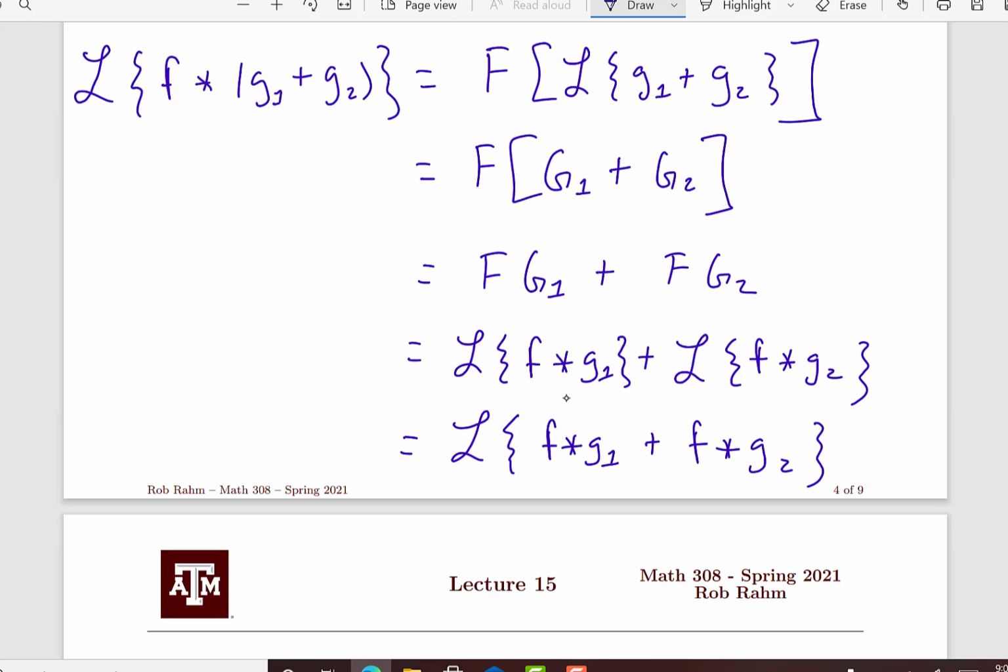So in other words, the Laplace transform of f convolved with g1 plus g2 is equal to the Laplace transform of f convolved with g1 plus f convolved with g2. And so this tells us that f convolved with g1 plus g2 is equal to f convolved with g1 plus f convolved with g2.